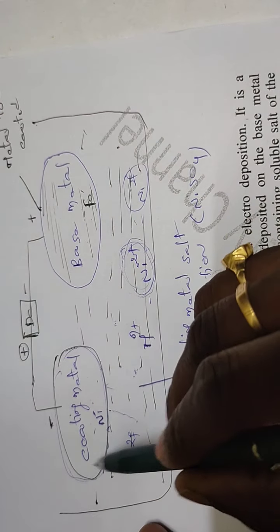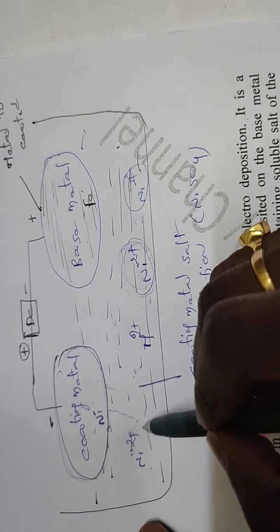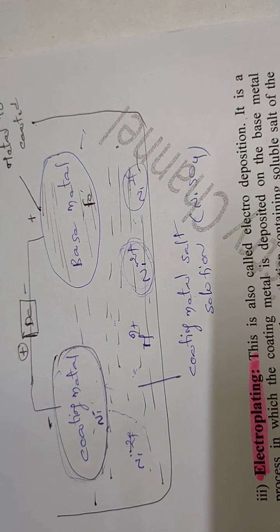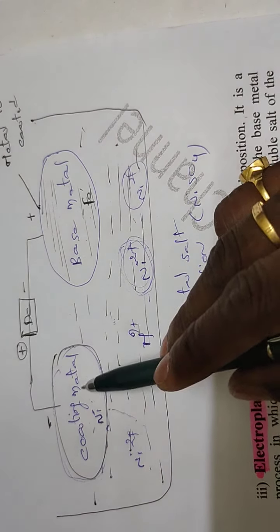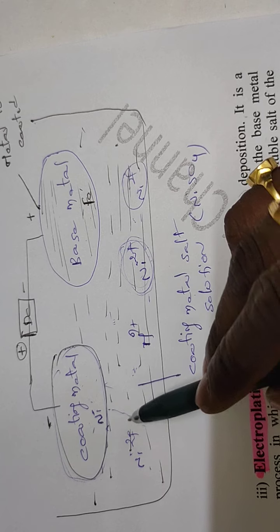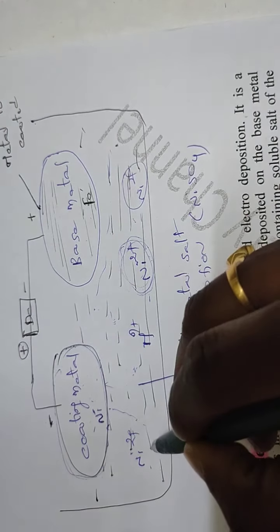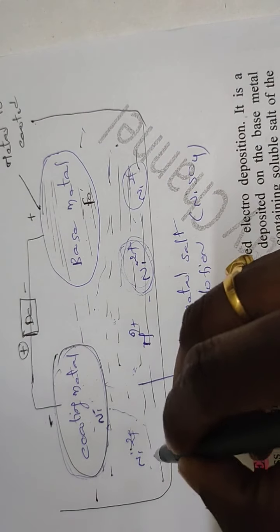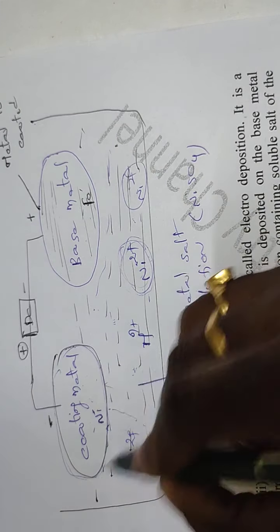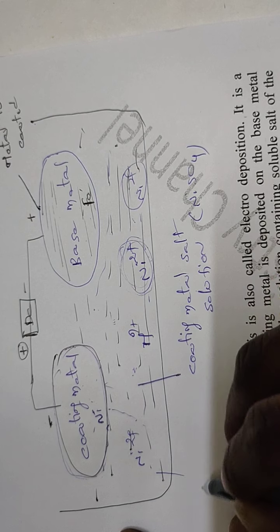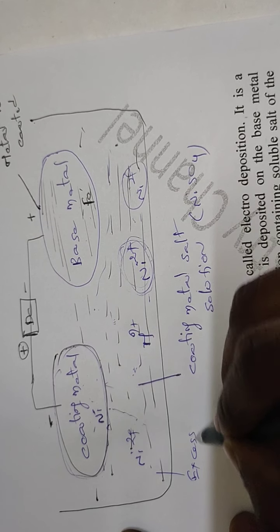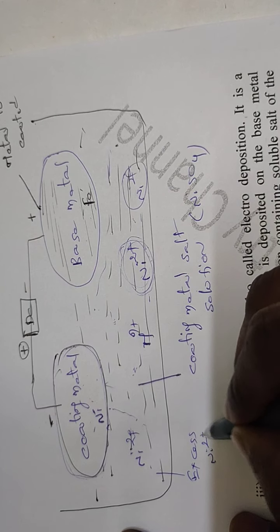Then the ionization starts and it loses Ni2+ ions into the solution. So totally the solution contains excess Ni2+ ions after the oxidation of this coating metal.